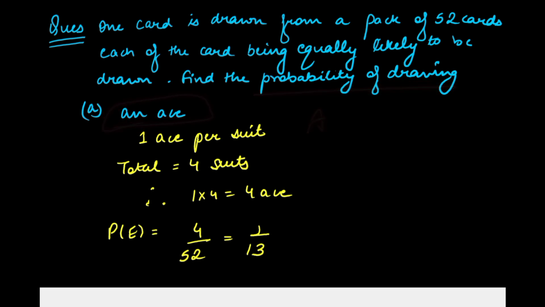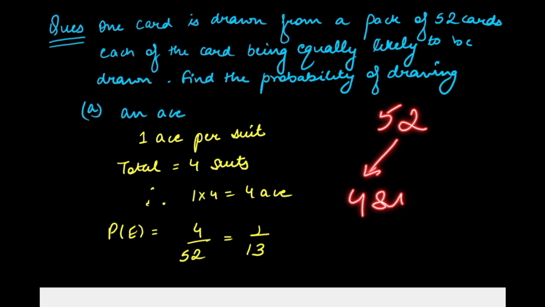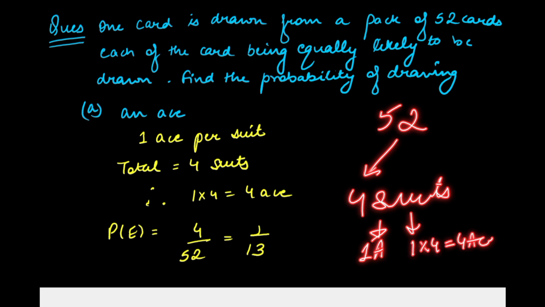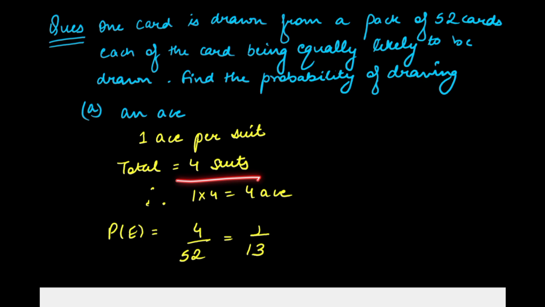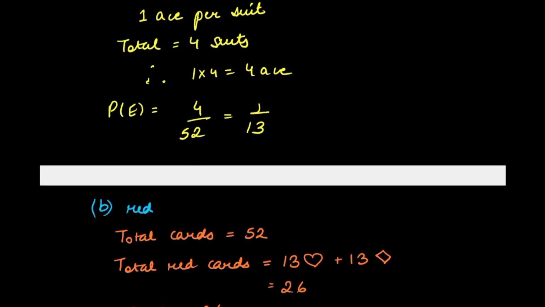Ace, we have seen that there are 52 cards, and in 52 cards there are 4 suits, and each suit has 1 ace. So 4 suits have 1 into 4, that is 4 aces. So total number of aces are 4. So the probability is number of favorable outcomes, that is 4 aces, divided by total number of possible outcomes. What are the total number of possible outcomes? 52. So the probability is 1 by 13.